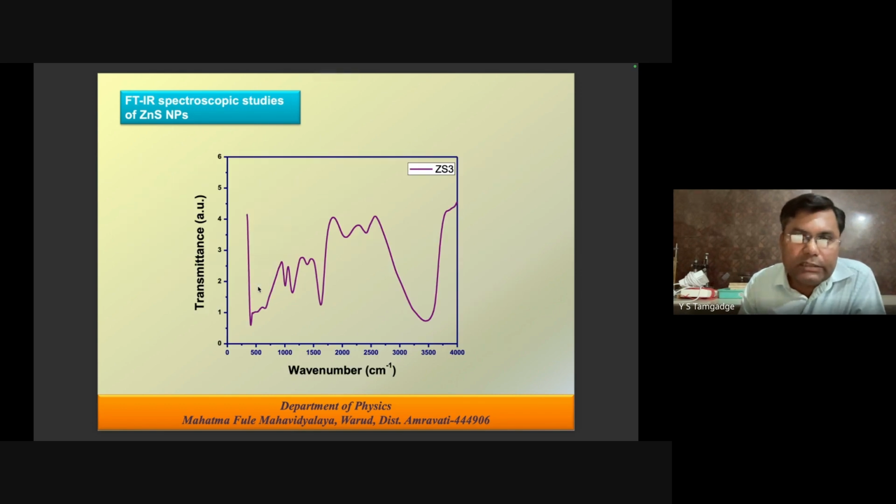This is the FTIR spectra. So all the functional groups related to the L-alanine were observed and confirmed.